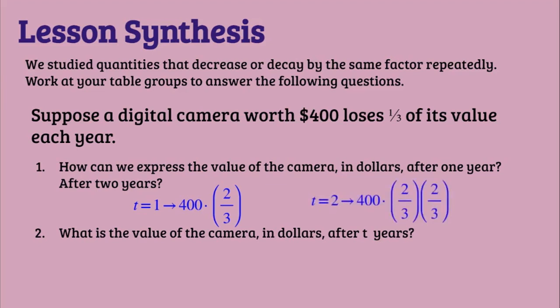After 2 years, we have 400 times 2/3 times 2/3. Again, now we're going to 2 years. We multiply the growth value twice. So it's 400 times 2/3 times 2/3. And then the value after T years is going to look like 400 times 2/3 to the T power, because we're multiplying 2/3 T amount of times.